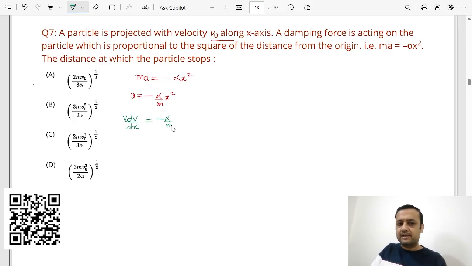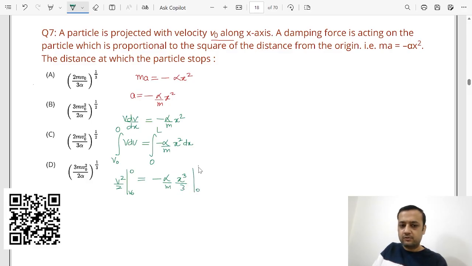So v dv equals minus alpha by m x square dx, and we can integrate. Initially the speed was v naught, and finally the velocity will become 0 when the particle stops. Let us say the particle starts from the origin and stops after traveling distance l. So the LHS will become v square by 2 with limits v naught to 0, minus alpha by m will come out, and x square dx will become x cube by 3 from 0 to l.